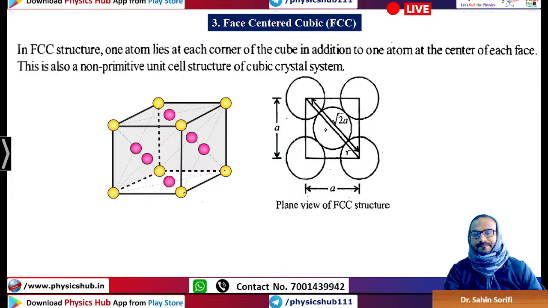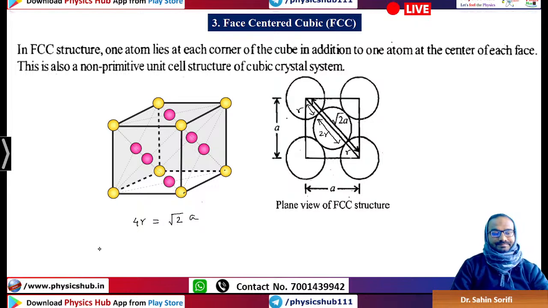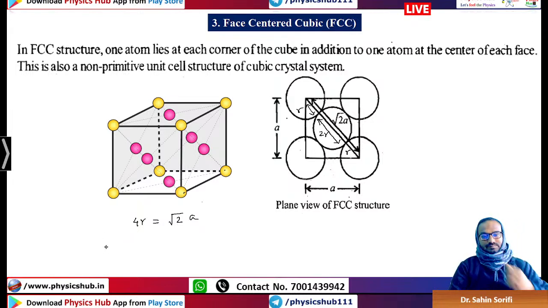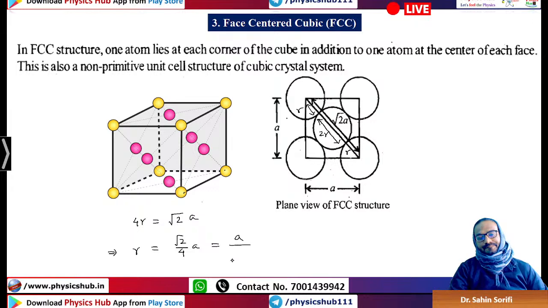So what will be this distance? This is R, and this is the whole atom 2R. This is half atom R. So 4R is equal to root 2 A. So from this, R is equal to root 2 by 4 times A. So this is equal to A by root 2 times 2.